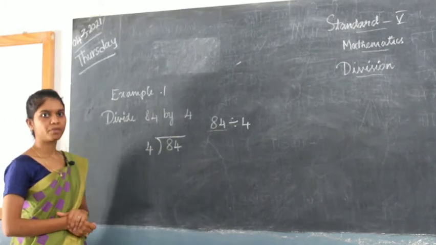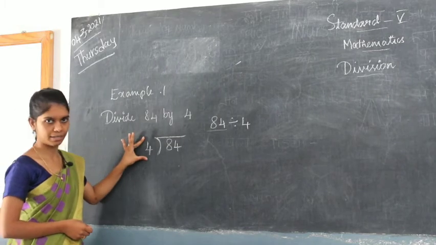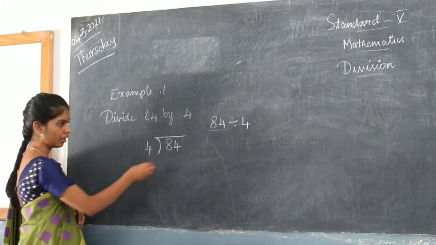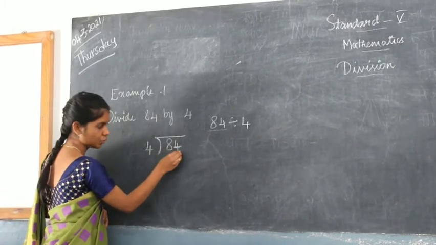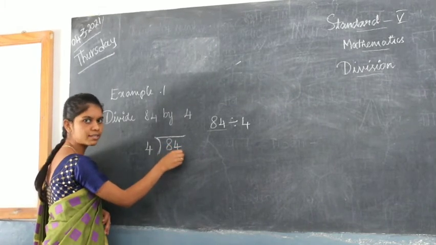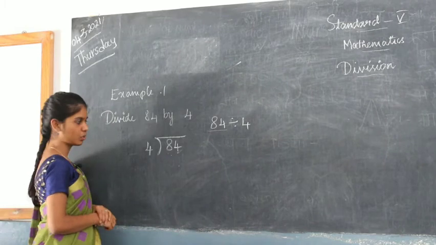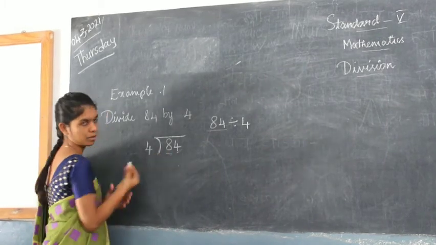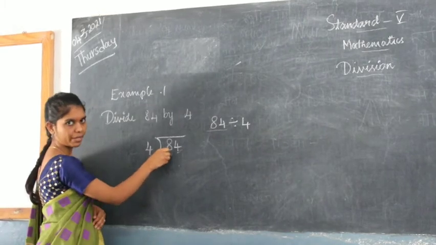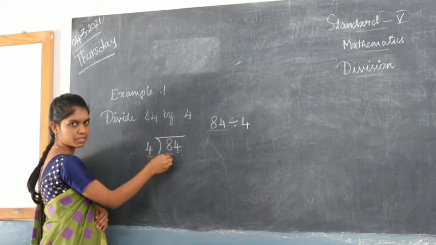Okay, so after writing this, what you should do is you should look into the divisor and the first highest place value. So here see, this is ones, unit, and this is tens. Whether unit is bigger or tens is bigger? Tens is bigger, right? So you should look into the bigger place value number, which is 8. Here you have 8 and here you have 4. Compare them. Which is greater?